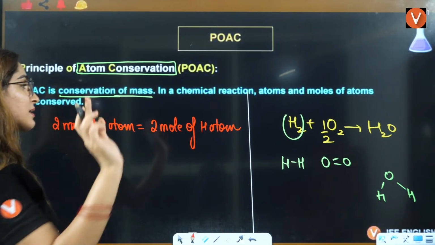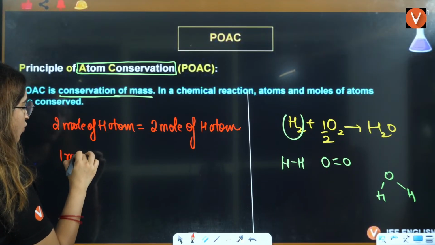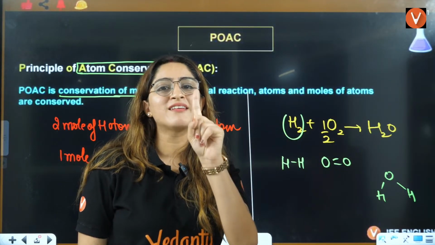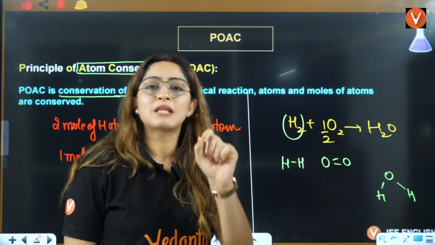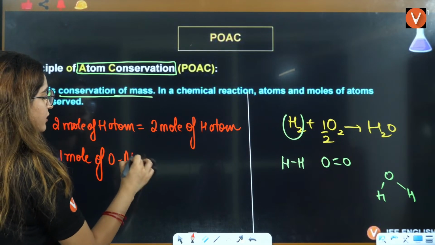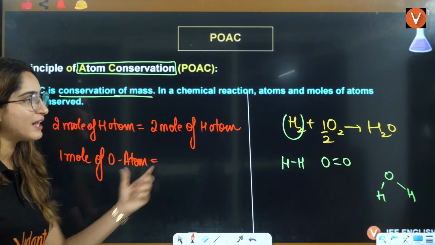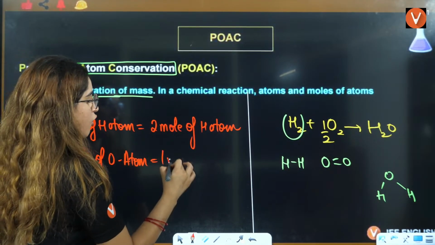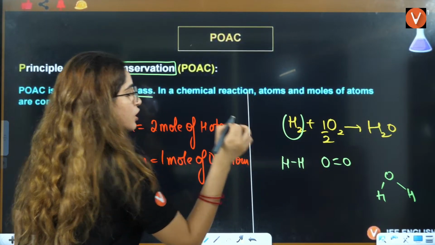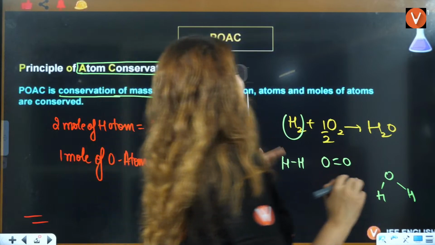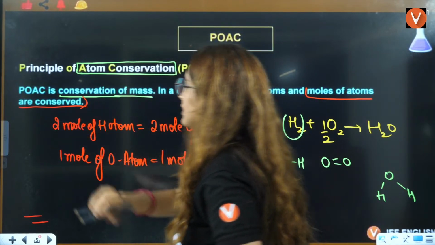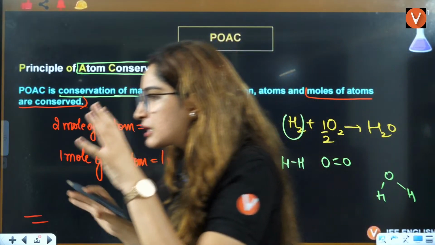Yes. Right? The other is 1 mole of, see, half of O2 means 1 atom of oxygen. So that means 1 mole of oxygen atoms is on the left side, and on the right side also you have 1 mole of oxygen atoms. So can I say that this statement is absolutely right, that moles of atoms are conserved?